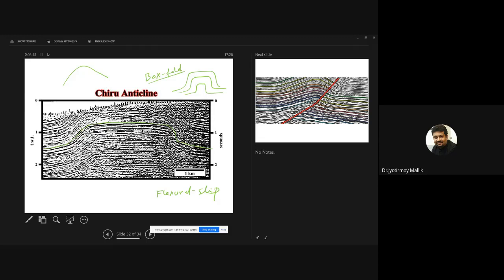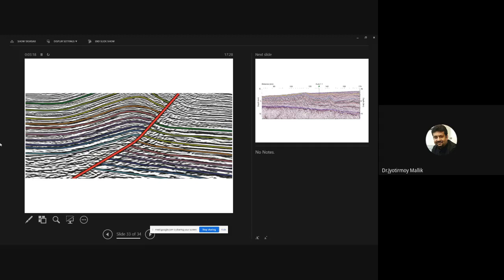And they could be excellent traps. So if this green horizon is my top seal, right? So my spill point will be all the way up to this. This could be my accumulation of hydrocarbon. This is another one, a beautiful thrust related trap.